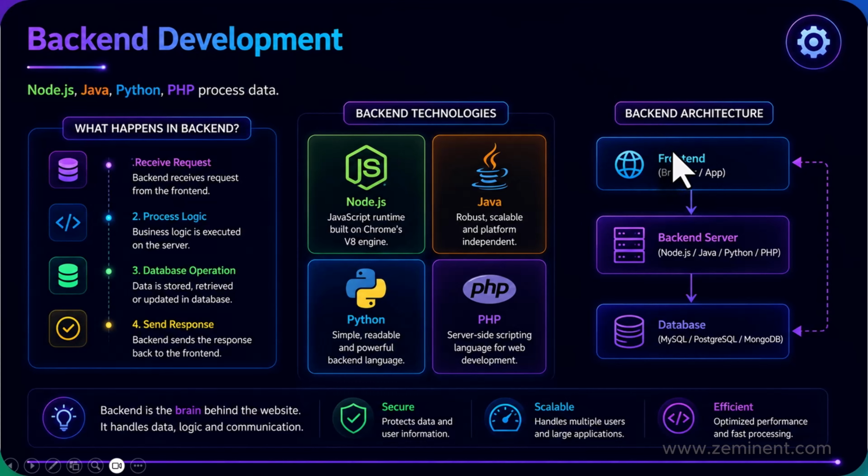The backend architecture is as follows. When the front end, a browser or an app requests anything, it goes to the backend server, then it goes to the database and fetches the data, and again goes back to the front end as the response.